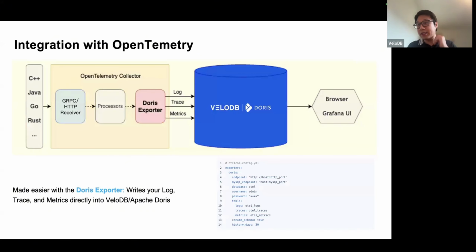So let's talk about some of these integrations to start off with. One of the things to get data into a system is dealing with exporting the data where it's being collected. And to make this easier, we have built the Doris exporter for OTel so that you only have to understand the data that you want to move and set up the configurations, and we'll handle a lot of the schema mappings and so forth, so that it is more seamless for you to get data into VeloDB or Doris.